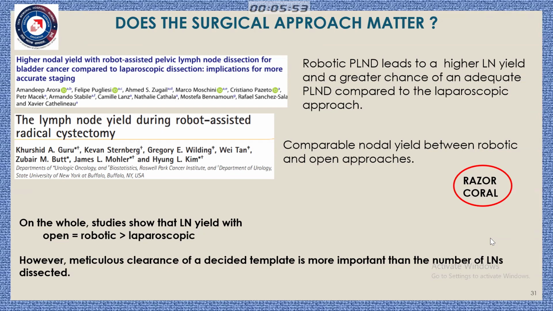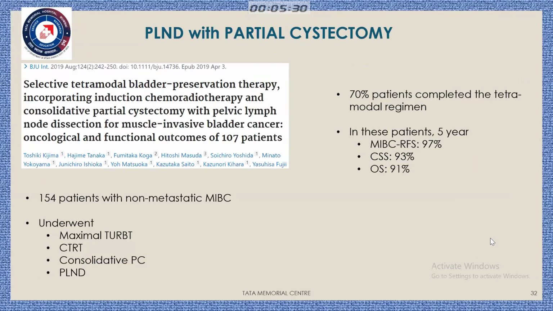Now, coming to whether we should consider lymph node yield, lymph node density or the anatomical template, the take-home message is that there should be a meticulous clearance of the anatomical template rather than focusing on the lymph node yield and the lymph node density. The skeletonization of the vessel should be done properly, and that is more important. There has also been a role of pelvic lymph node dissection in partial cystectomy patients in MIBC who have undergone a tetramodal bladder preservation therapy. It has also increased the 5-year survival.